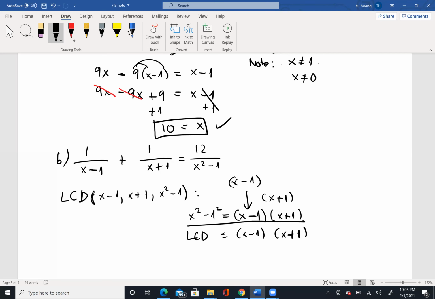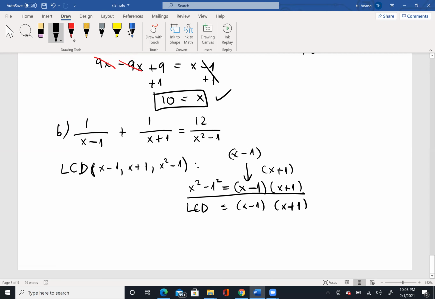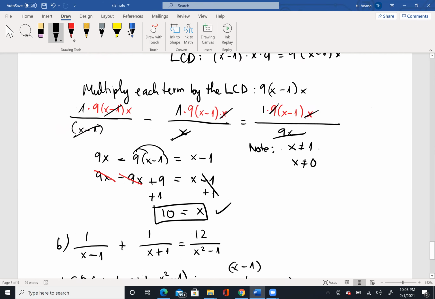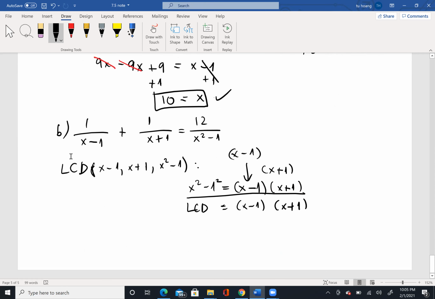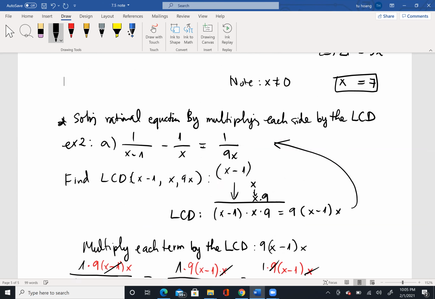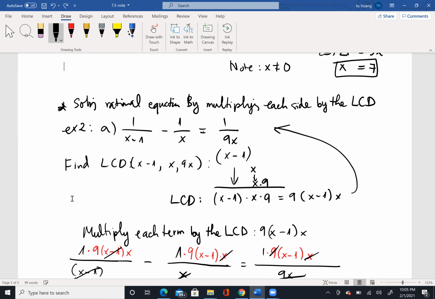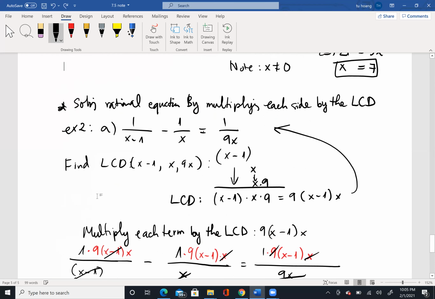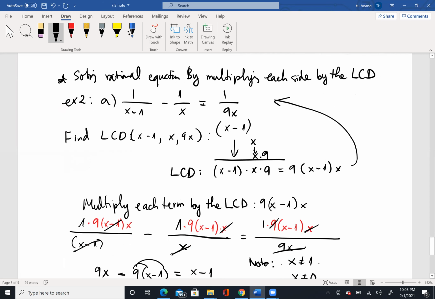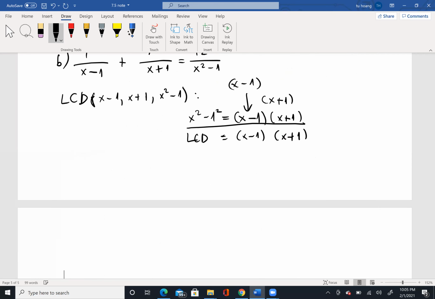So I will multiply each term by the LCD, right? I need to, come on. Oh. Okay.